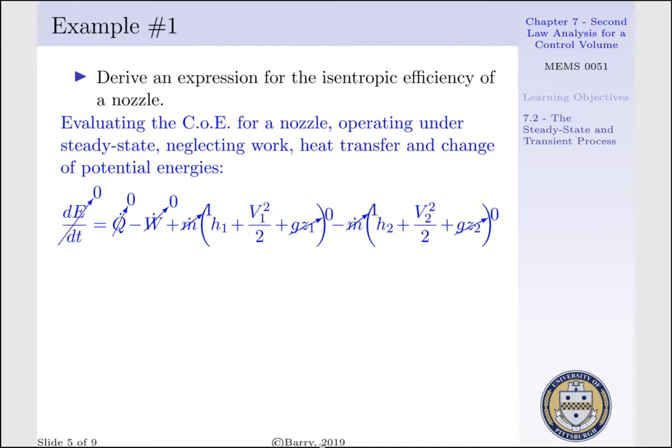That is, since it's a steady problem, our time rate of change of energy is equal to 0. Q dot and W dot are both equal to 0, and gz1 and gz2 are both equal to 0. From the continuity equation, our mass flow rate into our system is equal to our mass flow rate out of our system, thus these divide out to unity.